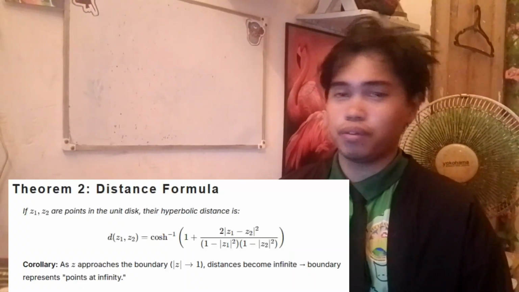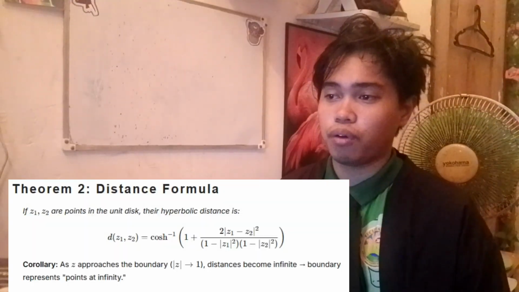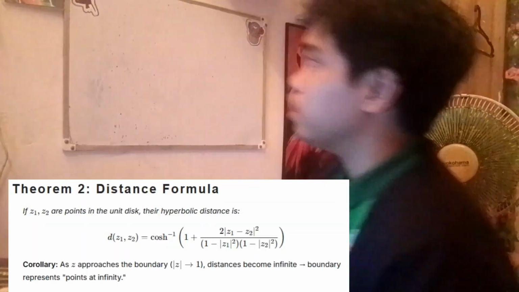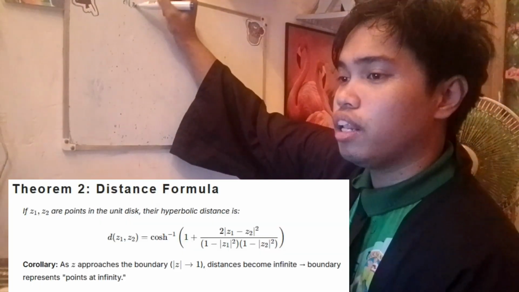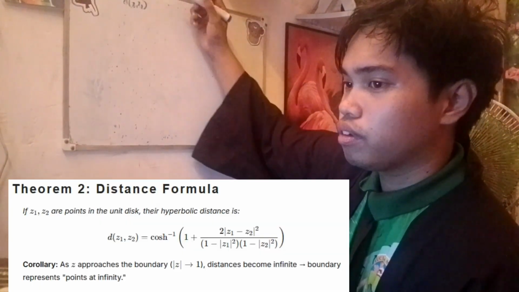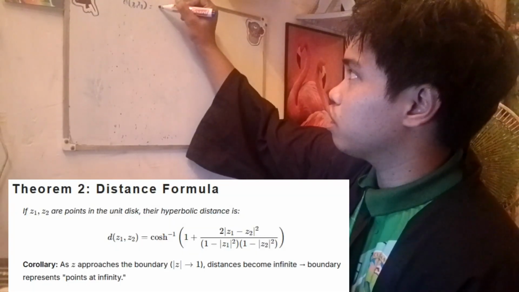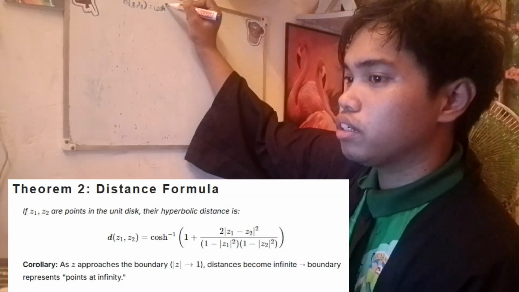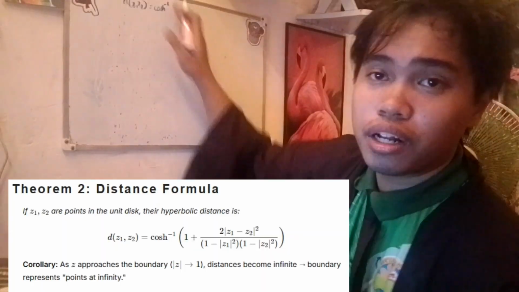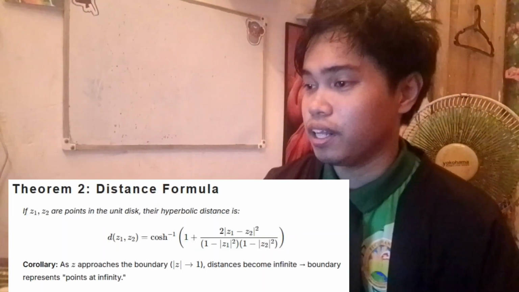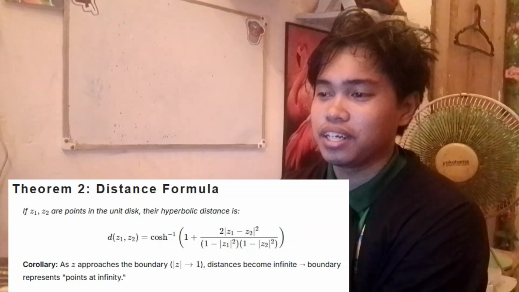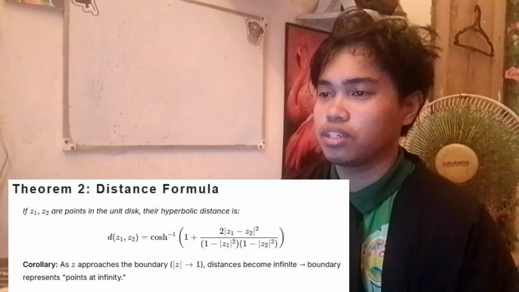So now let's move on to theorem 2, which is the distance formula. Again, I'm just going to pause it right here. If we write down the distance formula, we have the distance of point 1 and 2 equals cos to the power of negative 1. I'm not going to write that anymore because you can see that from here. So now let's discuss it.